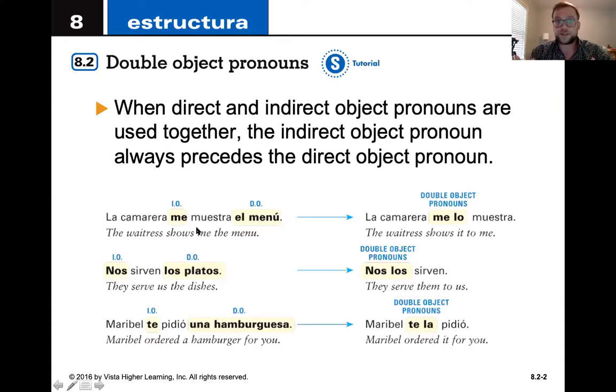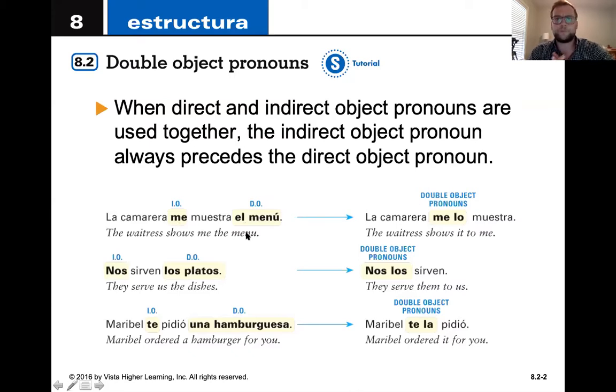But what does she show, right? She shows what? She shows the menu, right? The menu, el menú. Muestra el menú a mí, right? So she shows what? The menu. That would be our direct object. She shows what to whom? To whom would be me, the menu, right? So me would be our indirect object, also our indirect object pronoun.